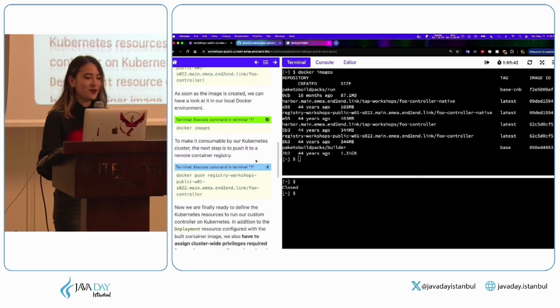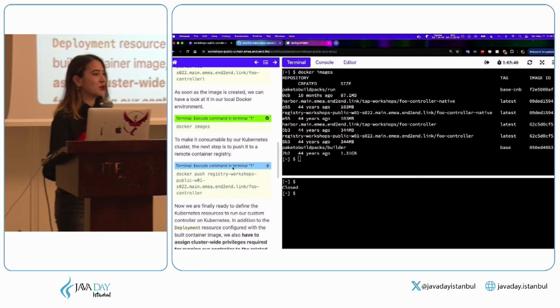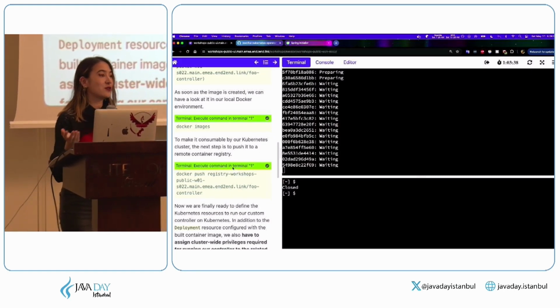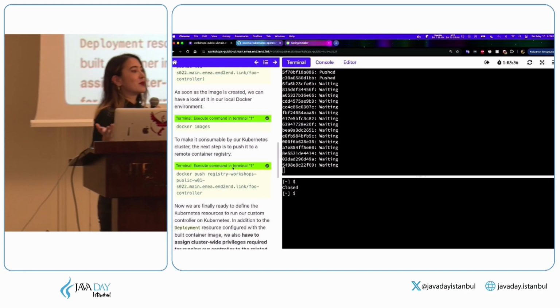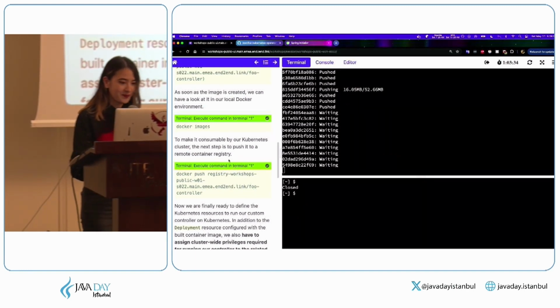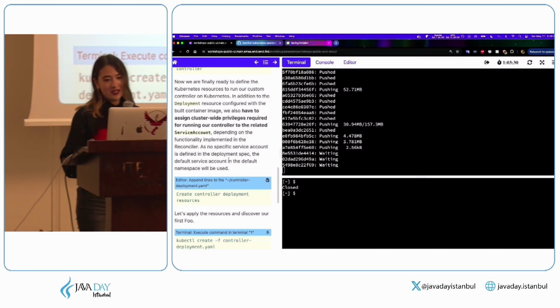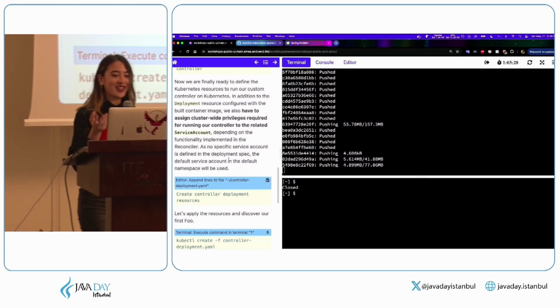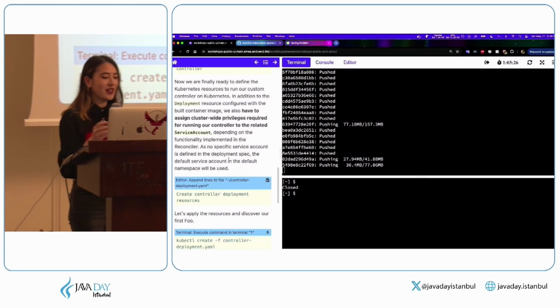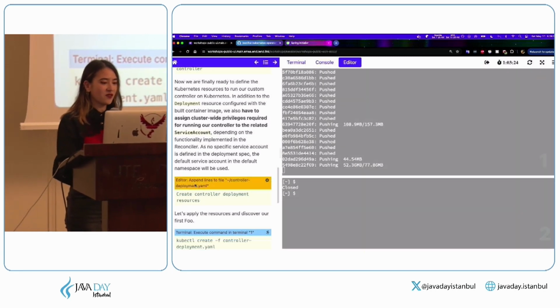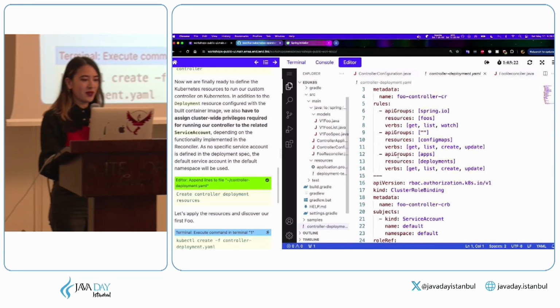The next thing we need to do is push that up to a registry, because if you are using Kubernetes, then it needs to be able to pull your container image from somewhere. So luckily, the internet is actually working. Things are pushing up. And then if we look here at this file, our controller deployment.yaml.